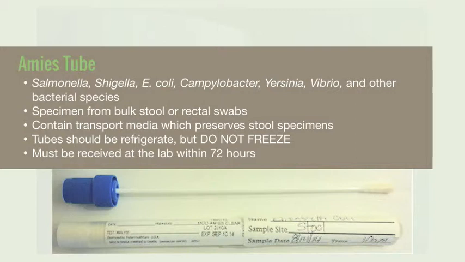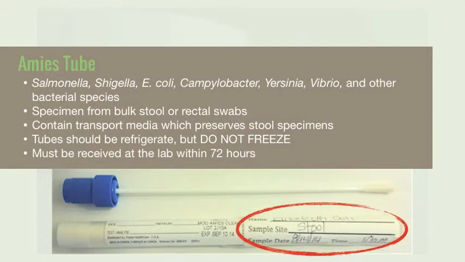Once stool is collected on the swab and the swab is inserted into the tube, it should be refrigerated until shipped but should not be frozen. You can place them in a cooler with ice packs or in a non-food refrigerator. Specimens for bacterial culture must be received at the lab within 72 hours of collection. Before using the Amies swab, make sure the tube has not expired, then label the tube with the patient's name, specimen type, and collection date.